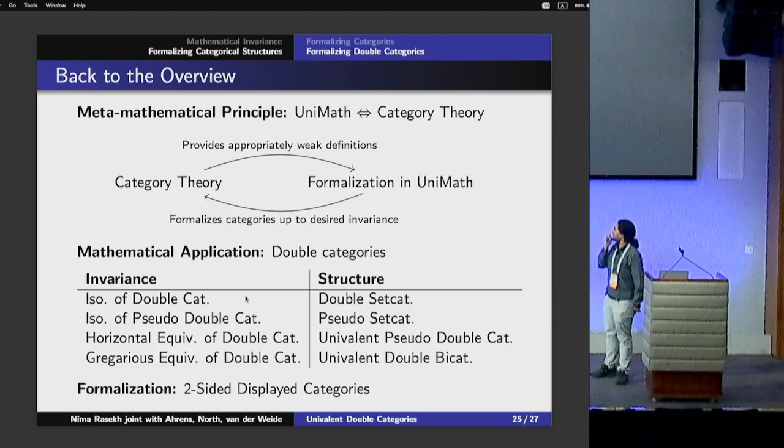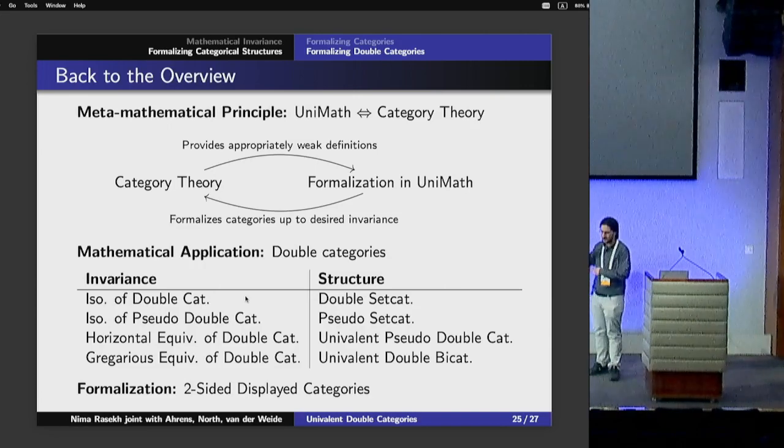We looked at the concrete example of double categories. And so there's this fun thing where now we have to come up with words for all these double categories we get that are now defined up to chosen invariances, but it didn't exist in the literature. So now you can say, for example, a double set category is essentially just a double category, but defined to be up to isomorphism. Whereas, for example, we have univalent double categories, which are invariant under horizontal equivalences or something. And this is just a sample. You get way more. But I guess at some point you run out of space on the slide, so 4 seems like a reasonable number.